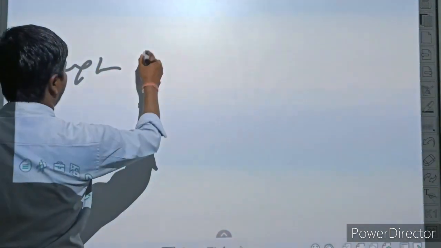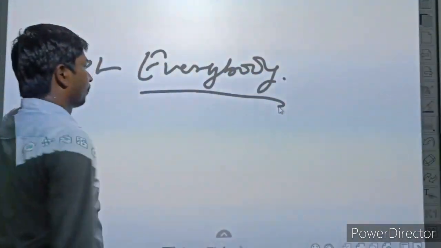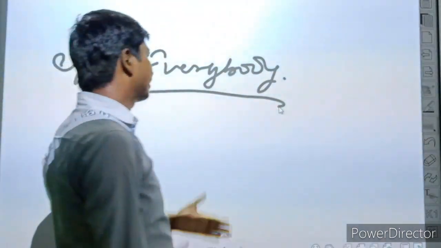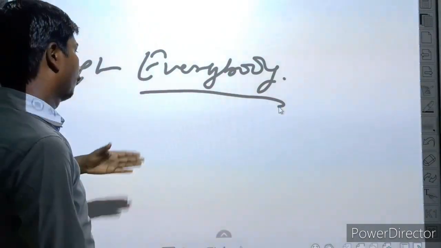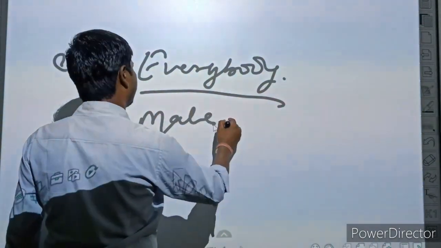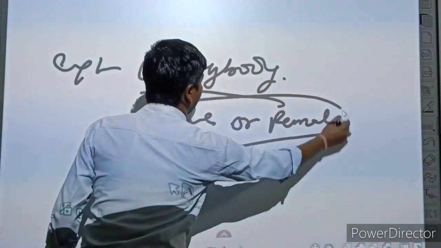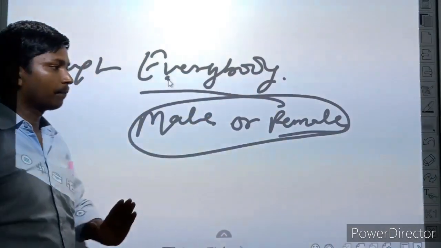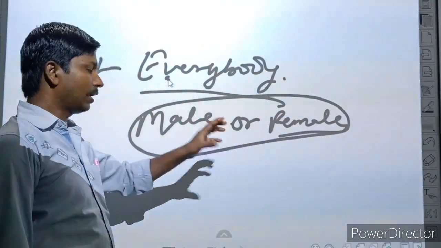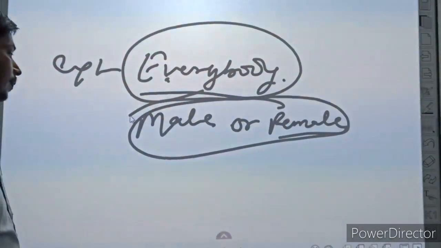Like for example, everybody. Now, not me and not you can say for whom this word is used in the sentence. For male or for female? Can you say it? Not. You cannot tell whether this word everybody is used for male or for female. When this is not known by itself, then it is called indefinite pronoun.